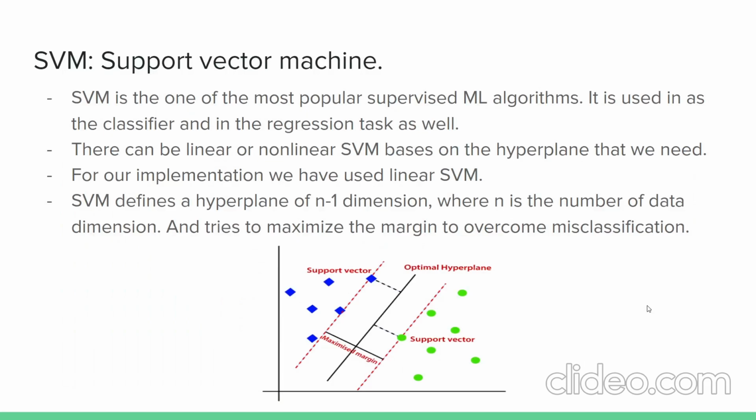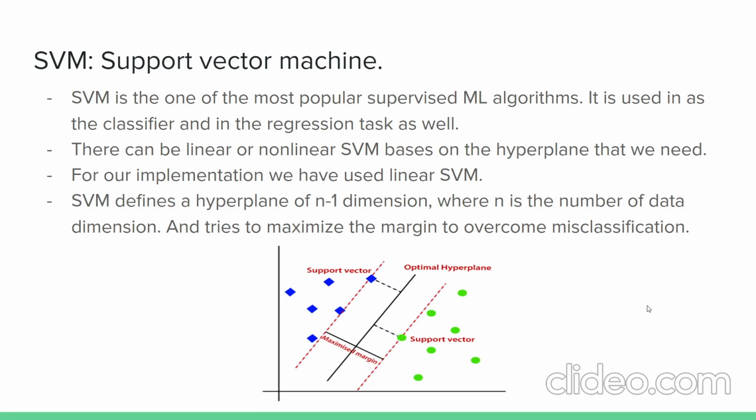SVM, short form for support vector machine, is one of the most popular supervised machine learning algorithms that is used as a classifier and in regression tasks as well. There can be linear or nonlinear SVM based on the hyperplane that we need. The hyperplane is nothing but a plane that cuts through the dataset and separates the dataset into separate groups or classifies the dataset. In our implementation, we have used the linear SVM.